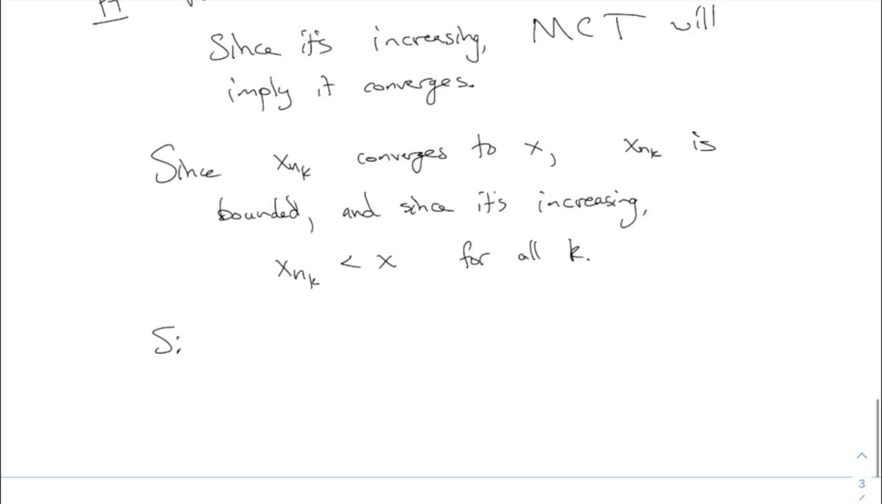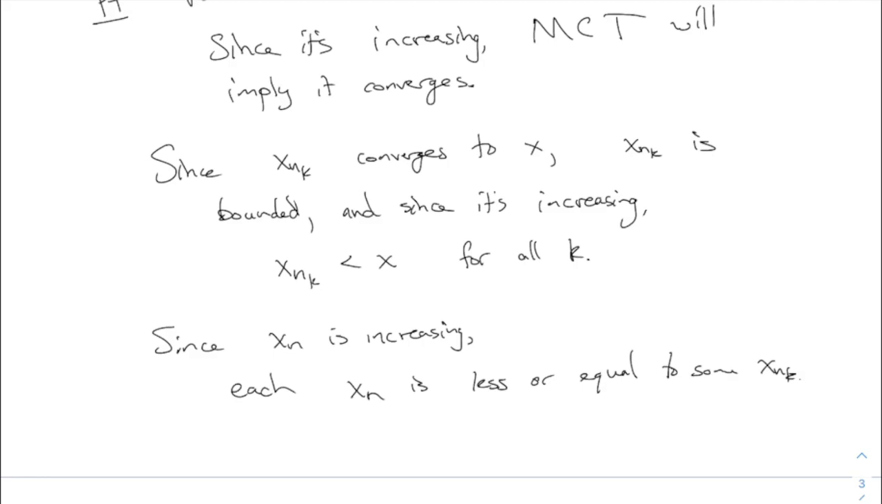Since Xn is increasing, each Xn is less than or equal to some X_{n_k}. Each of the original terms in the original sequence is less than or equal to one of the terms in the subsequence, because the subsequence uses infinitely many terms taken from further and further down the list.